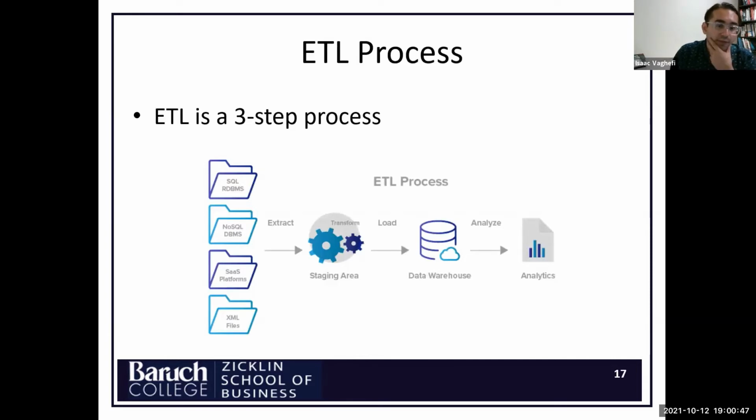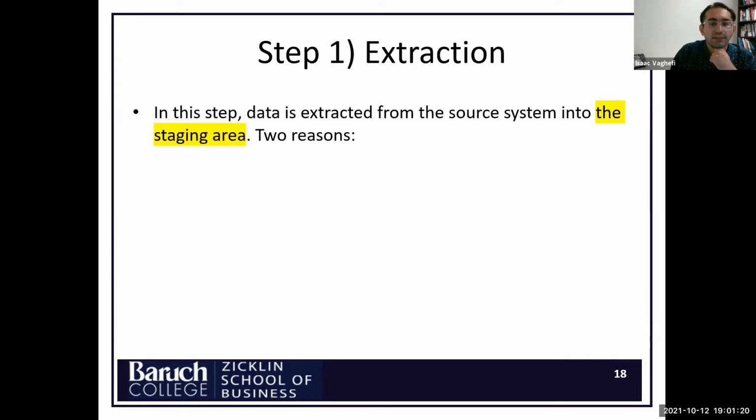So obviously, we talked about this multiple times. ETL stands for extract. So data is being extracted. These are exemplary sources of data: our relational databases, our non-relational databases, our cloud platforms, our XML files. We extract that data and bring it into the staging area. We transform it, do whatever is necessary. Once it's loaded to the data warehouse, then it can be analyzed for analytics. So let's talk about these 3 steps.